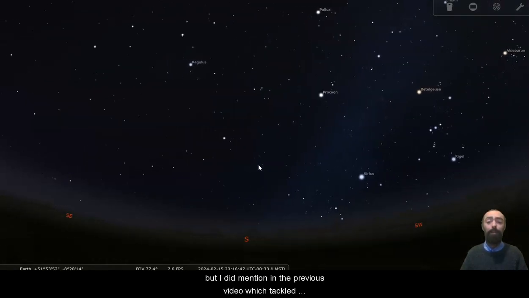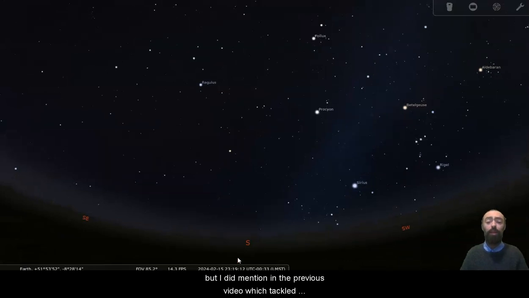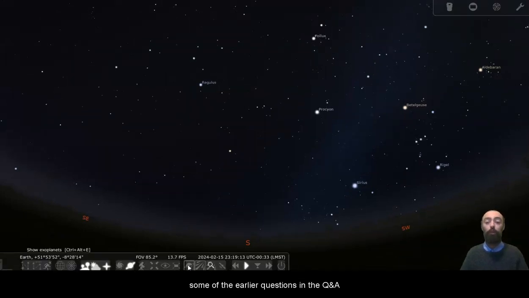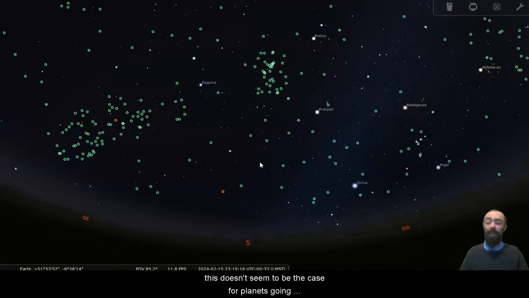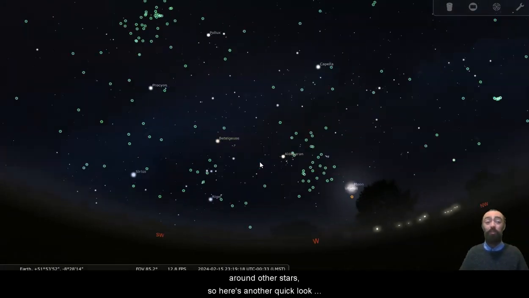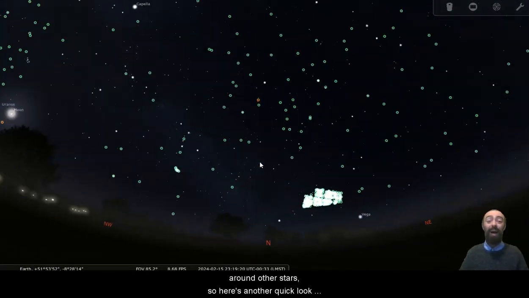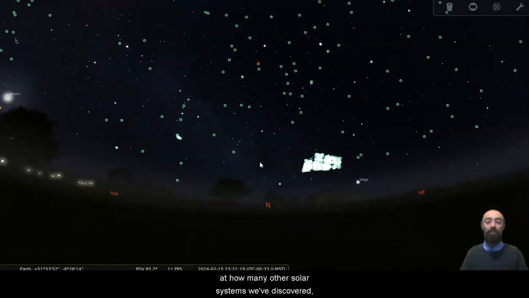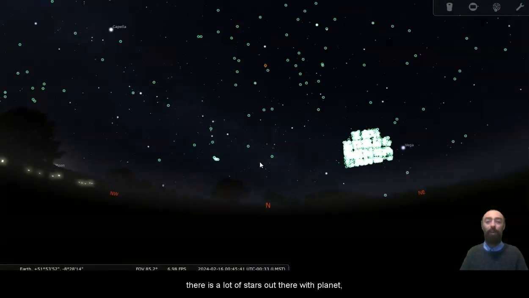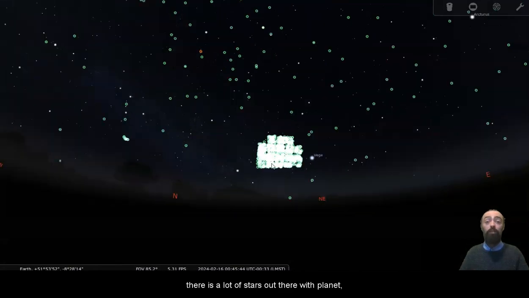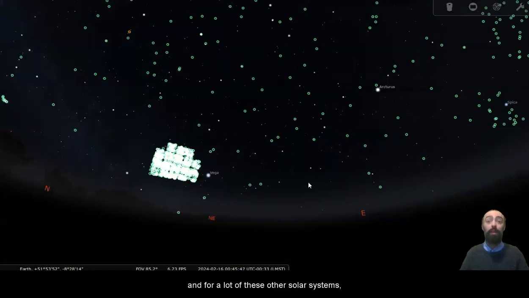But I did mention in the previous video, which tackled some of the earlier questions in the Q&A, this doesn't seem to be the case for planets going around other stars. So here's another quick look at how many other solar systems we've discovered. There are a lot of stars out there with planets. And for a lot of these other solar systems, the orbits are much more eccentric.